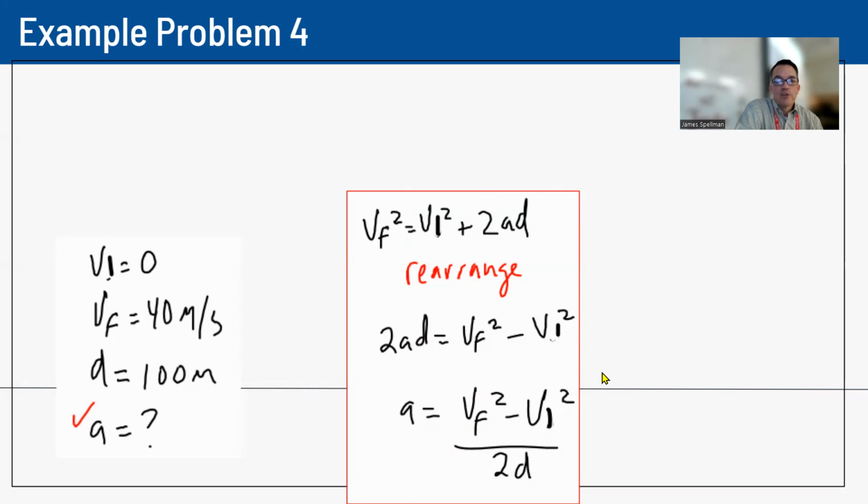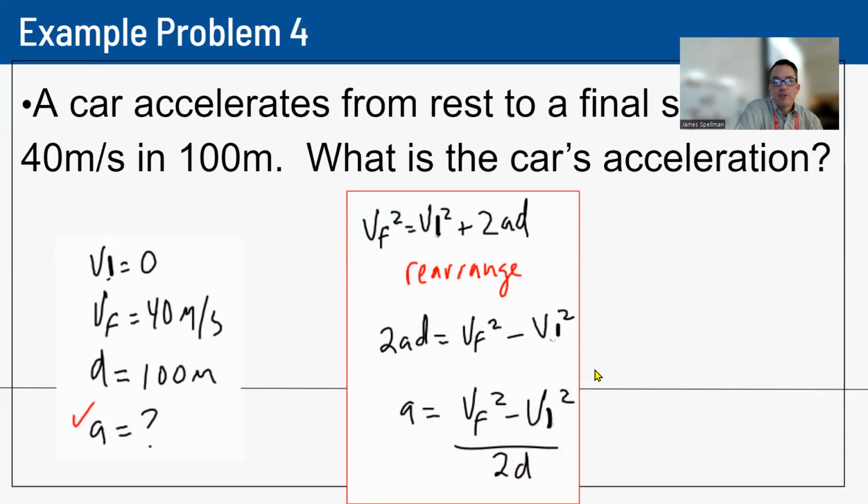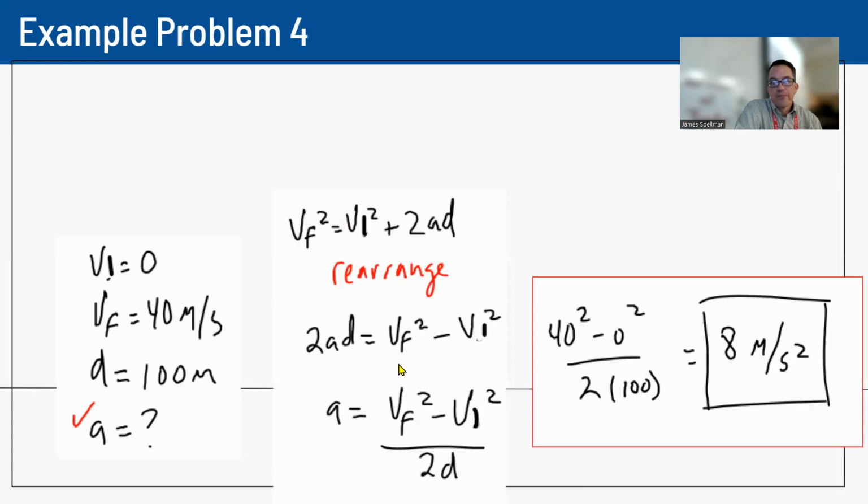Then we just need to plug things in. And when we plug things in, we're going to plug in a 40 for the final velocity, a 0 for the initial velocity, divide that by 2 times the distance, put this into our calculator, and we're going to get an answer of about 8 meters per second squared.